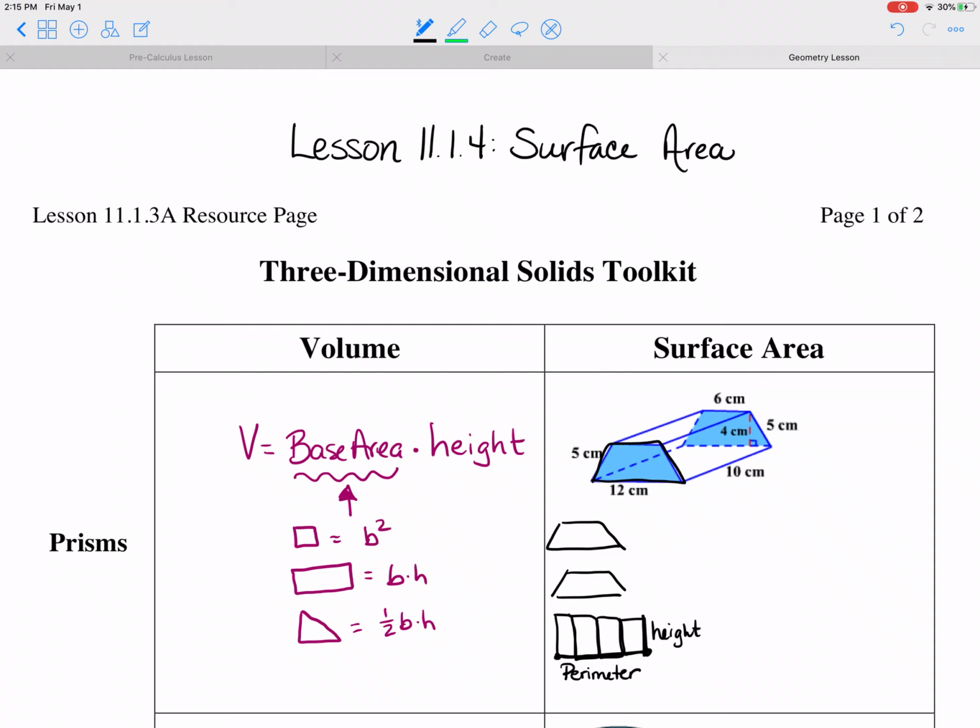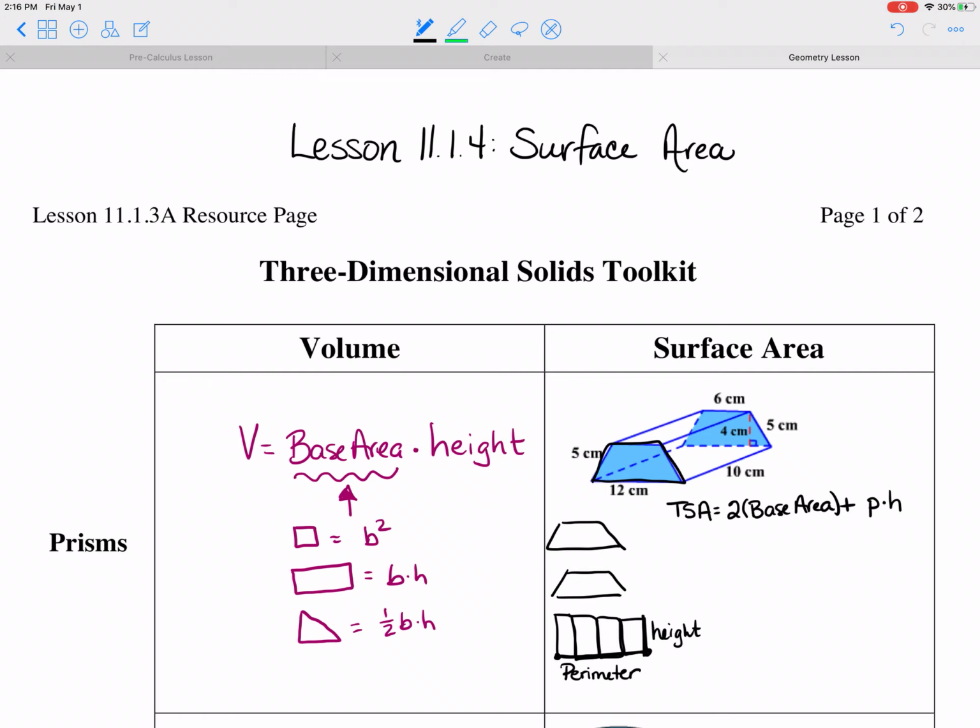So one way to find this, if you wanted to write a formula to find the total surface area, you would have 2 times the base area, depending on what that shape is. To that, you're going to add the perimeter of the shape times the height of the shape. That's going to get you those rectangles around the edges.